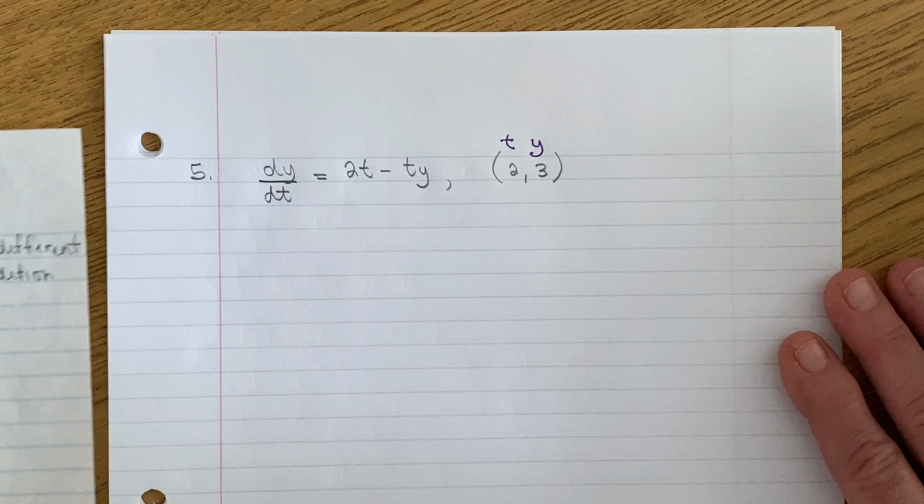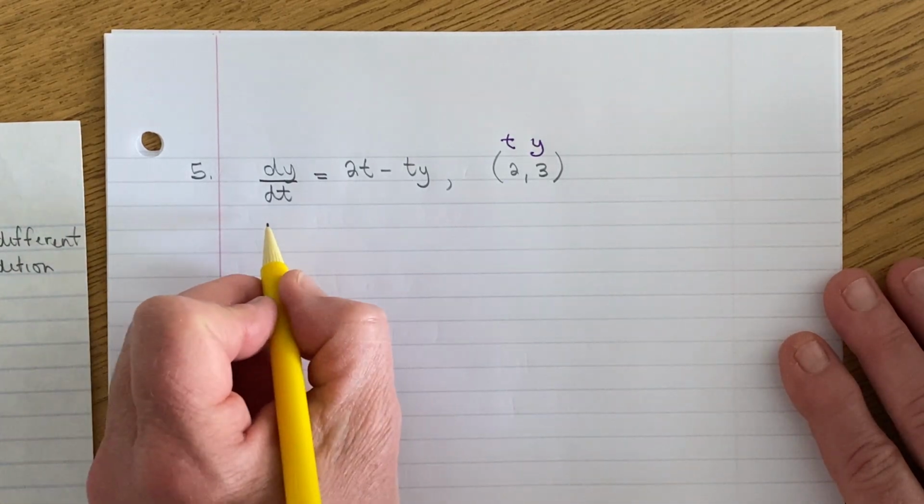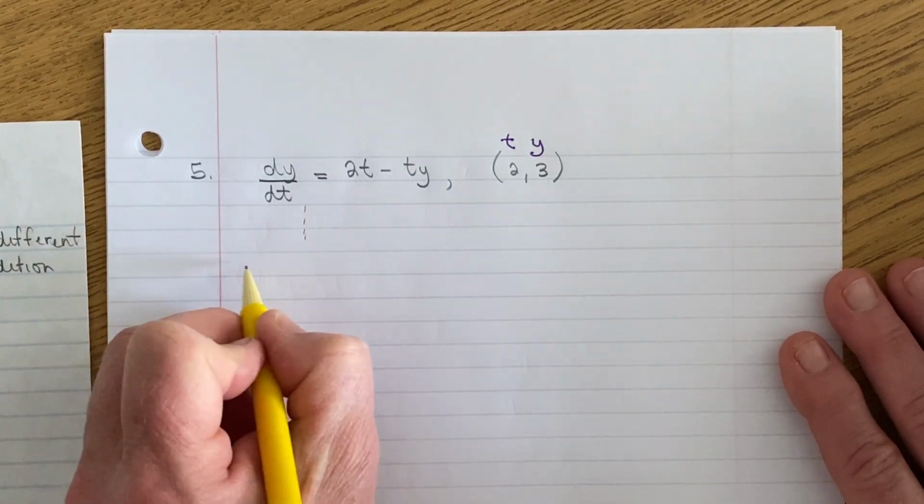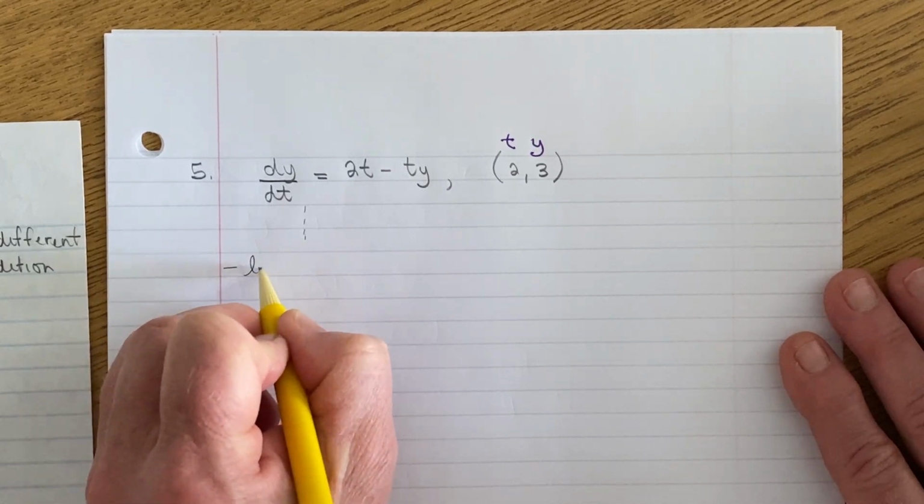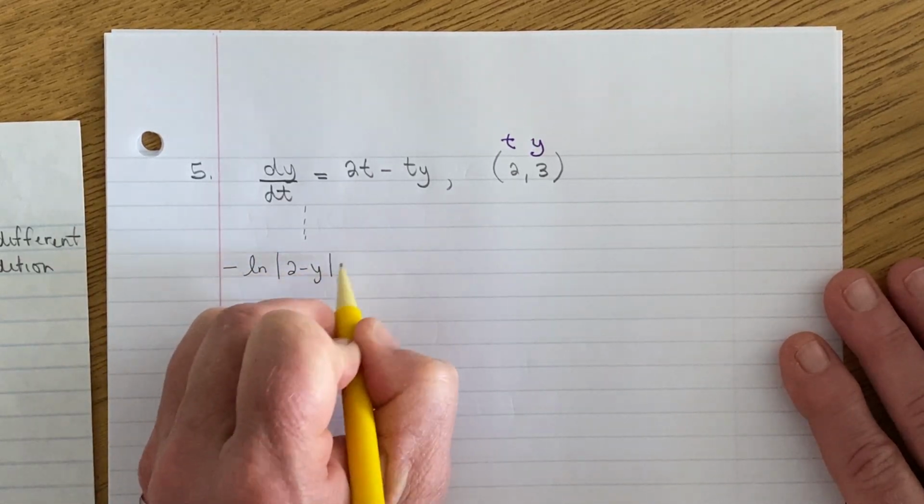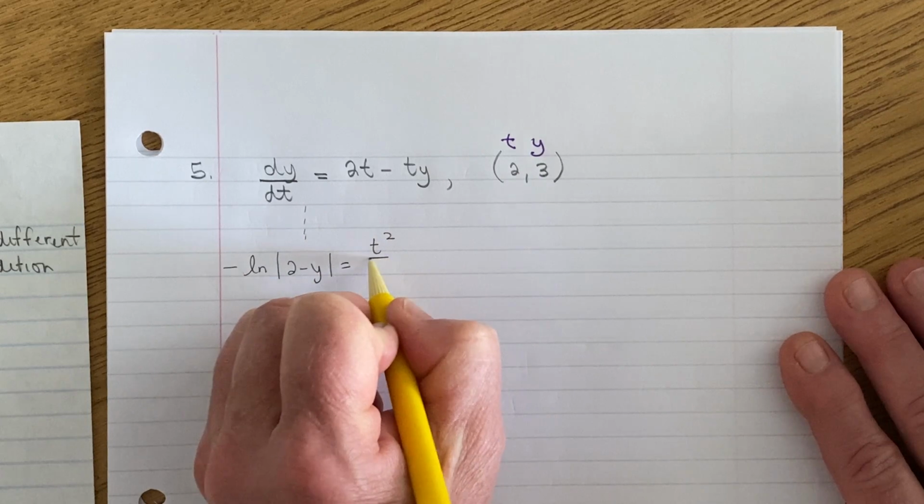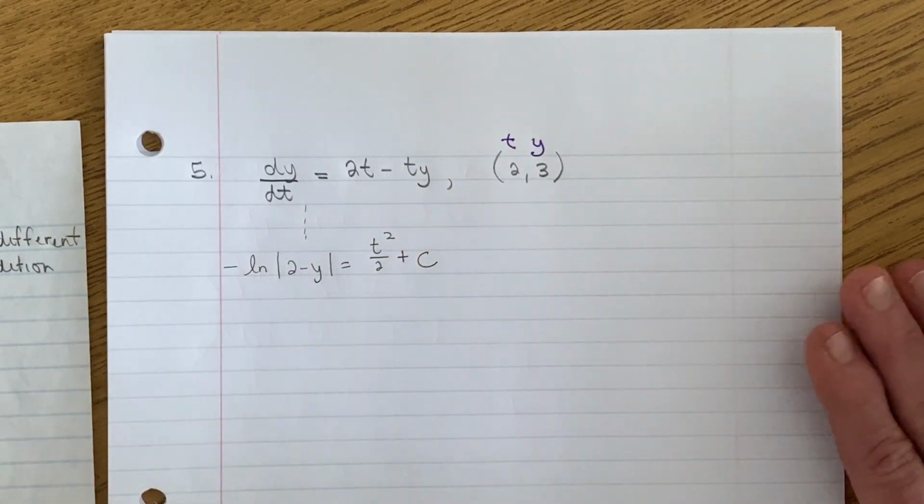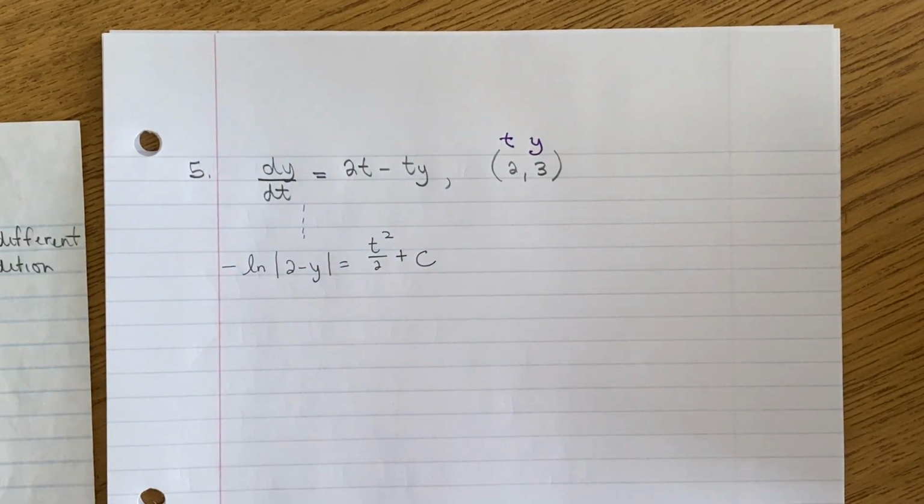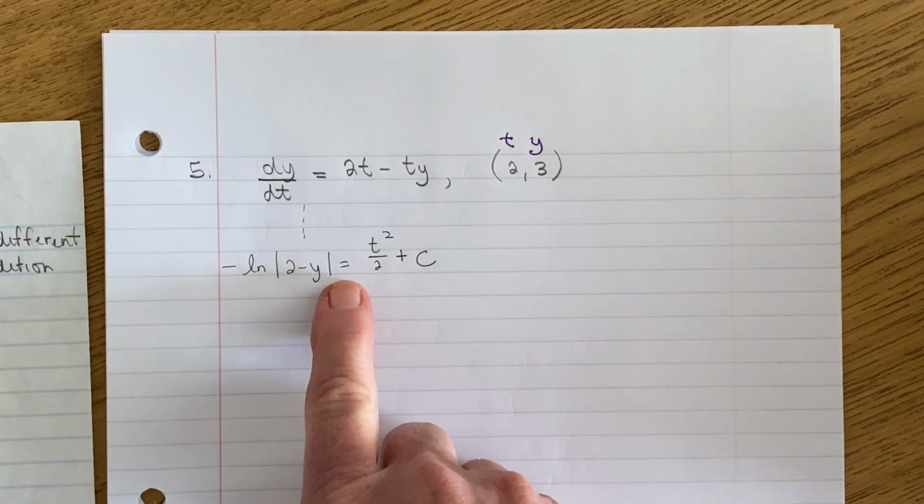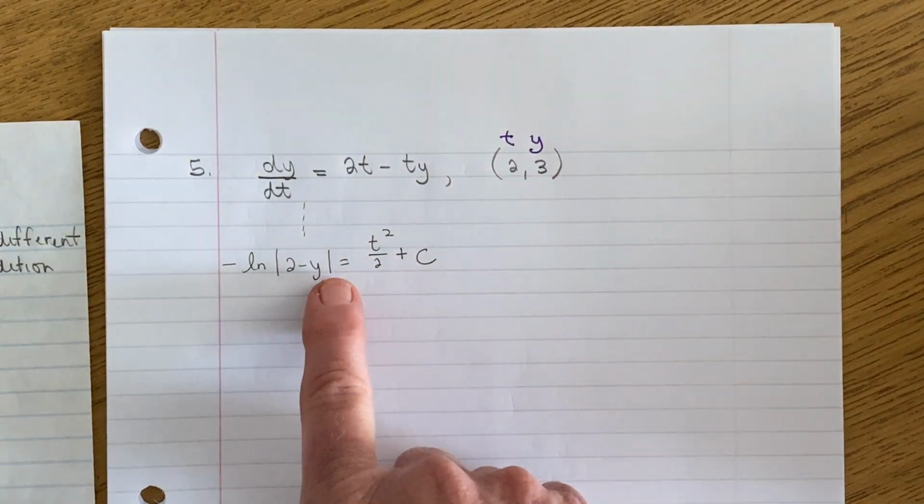Where I'm going to get to is the equation after we integrate it. So I'm just going to put a dot, dot, dot. I'm going to get negative ln absolute value of 2 minus y equals the t squared over 2 plus c. So go back to example 4 and grab that equation after we integrated. Now let's plug in the different initial condition.